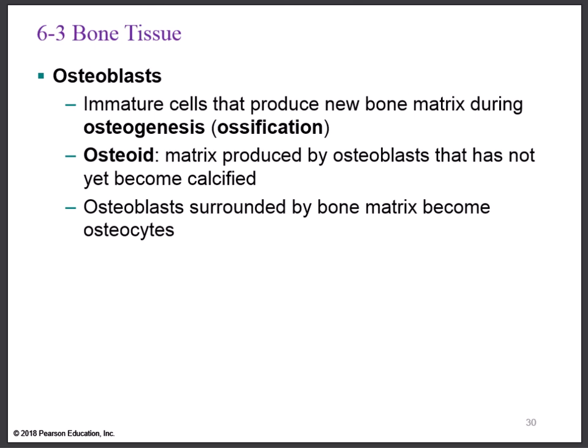Now, when the osteoblasts produce their matrix, the matrix doesn't come out hard. That's a process that has to take place called calcification. So the matrix that's produced that is not ossified, we have a term for that. We're going to call that the osteoid.